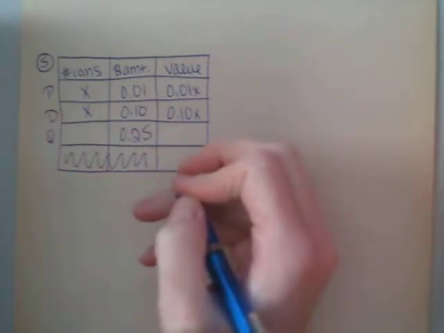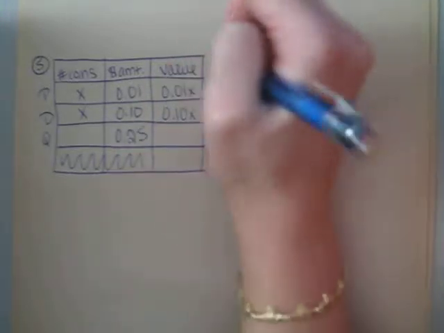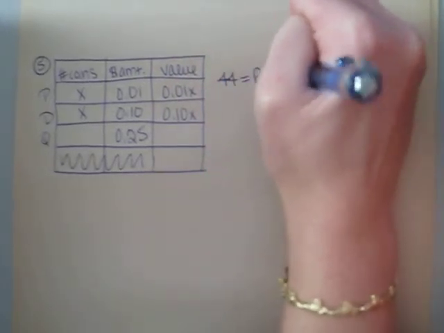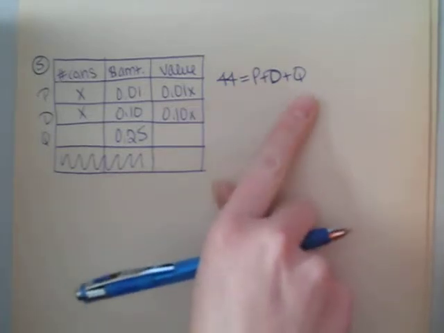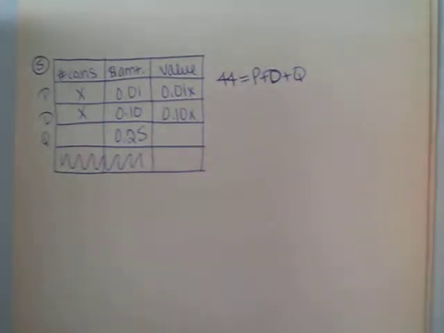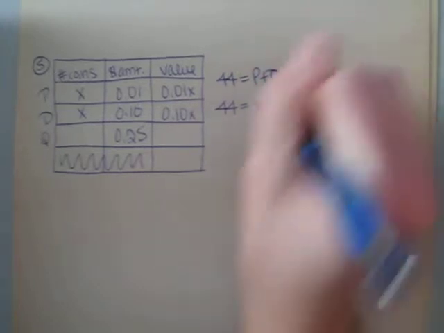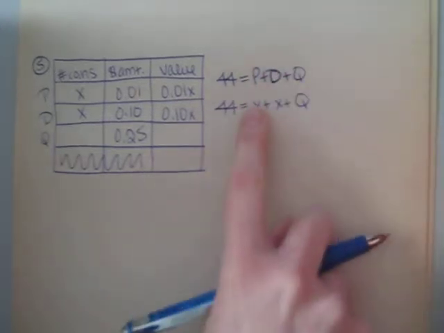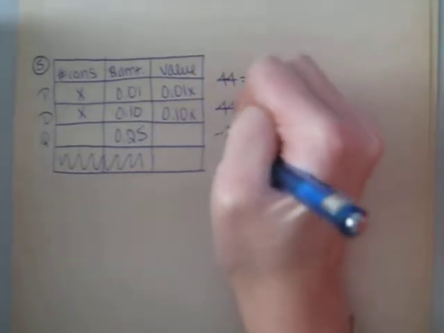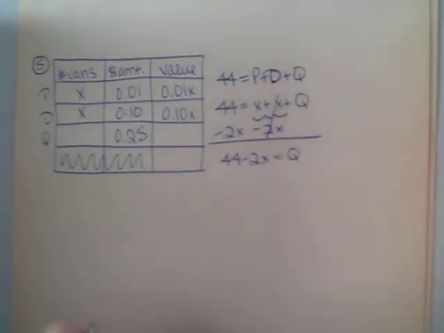In the question it says that we have 44 coins. That is found by adding up the number of pennies, number of dimes, and number of quarters. So let's figure out, using this equation, what our quarters is going to represent. Pennies and dimes are both x. We don't know what quarters is going to be. x plus x is 2x. So I'm going to subtract 2x on both sides. So 44 minus 2x is what the variable representation will be for our quarters.